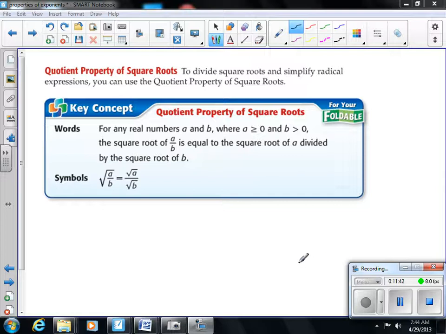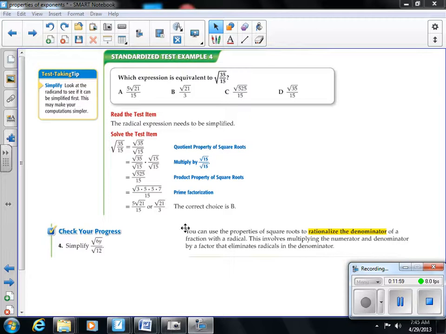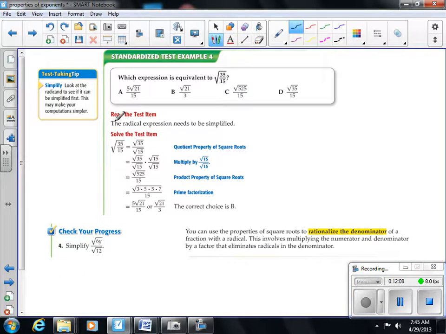Next, we're going to work on the division property of square roots. To divide square roots and simplify radical expressions, you can use the property as shown here. If I have the square root of a over b, that's the same thing as saying the square root of a divided by or over the square root of b. Okay, so let's take a look at this one. Which expression is equivalent to the square root of 35 over 15? We could probably break that apart, the square root of 35 over the square root of 15, and see if we can simplify that.